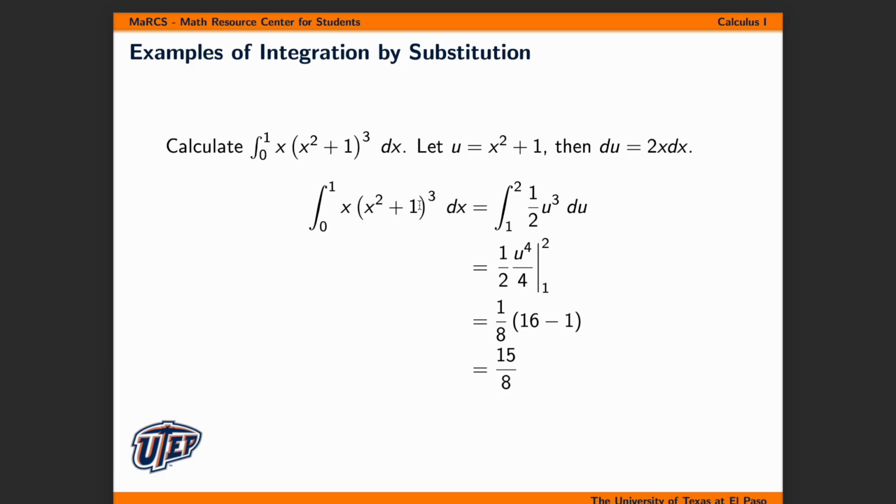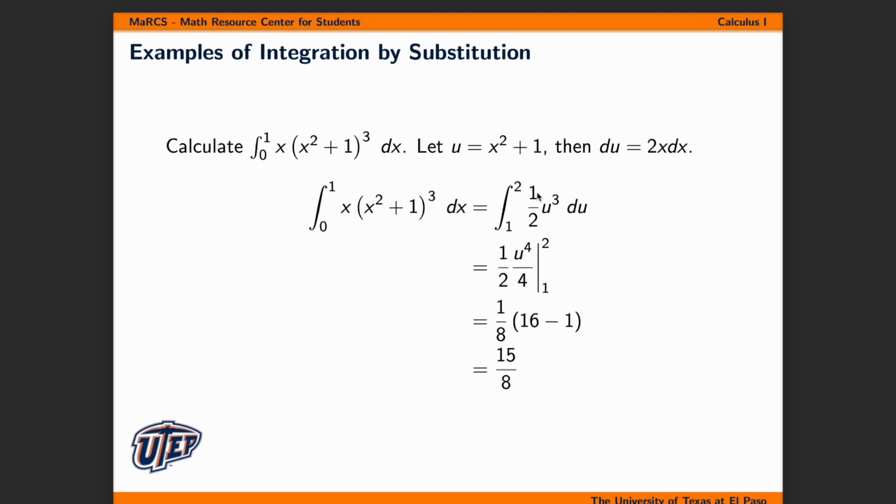And then we have our u to the 3, our u cubed. And then now our limits are 1 to 2, because we said g of x was equal to x squared plus 1. So g of 1 will be 1 squared plus 1, so that is 2. And g of 0 is 0 squared plus 1, and that is equal to 1. So that is why our new limits are from 1 to 2.